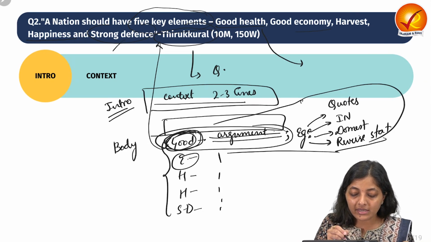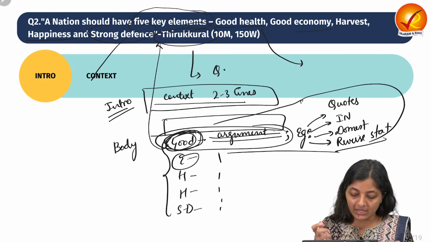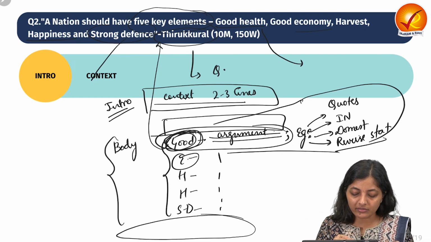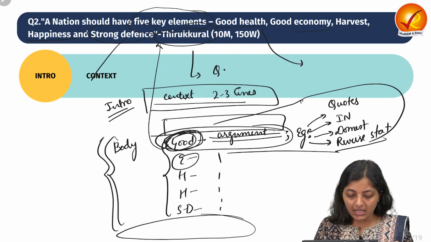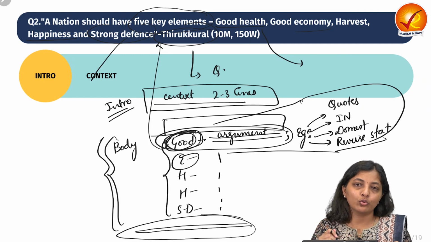You just need to identify the major keywords or the gist of what the question is asking. Then finally, the conclusion: you can give the gist of whatever the question is demanding, and you can also conclude it with some other quote as well.